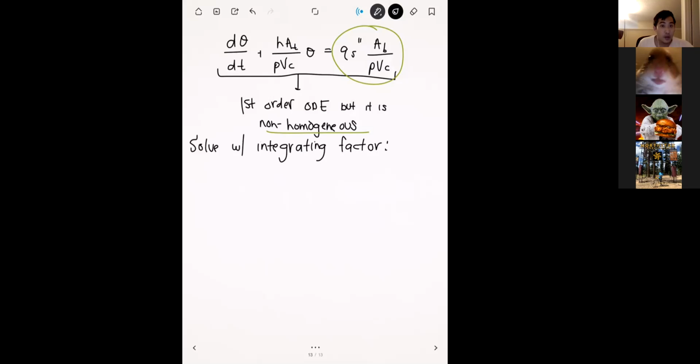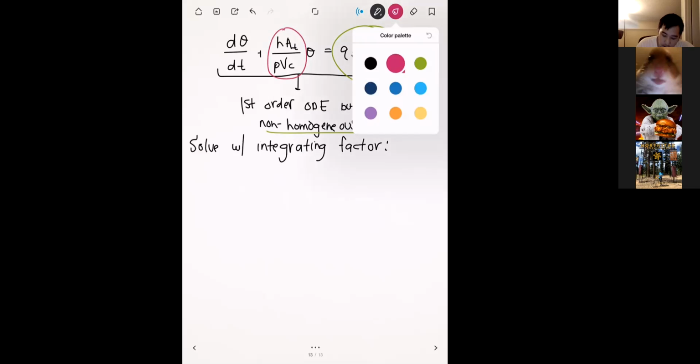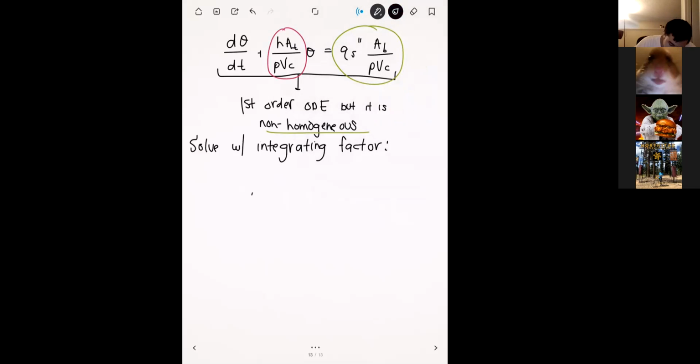Our integrating factor, we're going to take basically this coefficient in front of our theta and put that in our exponential. So we can say that our integrating factor, which we'll call mu of t, is equal to e raised to the integral of hA divided by rho V c dt. We perform that integral, and everything is a constant, so we get e to the hA divided by rho V c times t.